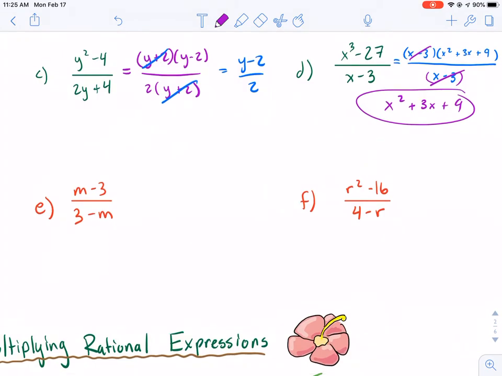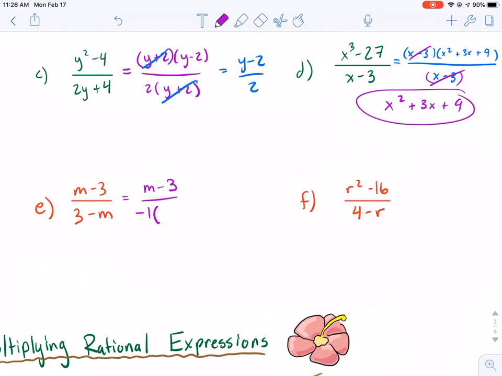Now, these next two are special cases. So we recognize here that we have m minus 3 and then 3 minus m. They're essentially opposites. So think of it this way. It looks like there's nothing to factor, but really what we can do is factor out a -1 in either the top or bottom. I'm just going to do the bottom. And if we factor out a -1, what happens?